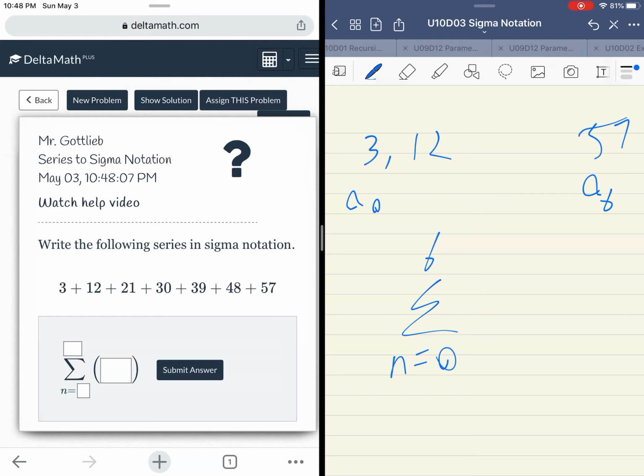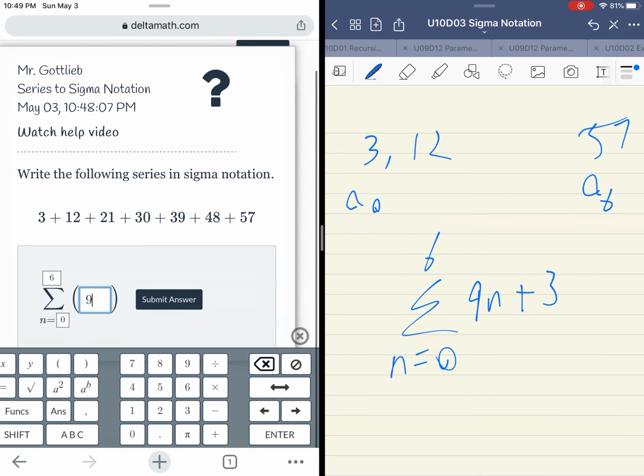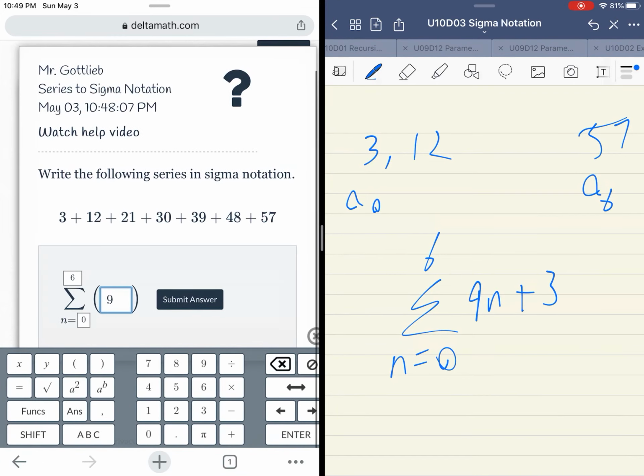The rule here appears to be add 8. Oh no, it can't be add 8 because, well, it's add 9. 3 plus 9 is 12, plus 9 is 21. So we're adding 9. So this is an arithmetic sequence. So it's going to be 9n, and our 0th term is 3. So I'm going to put in 6, I'm going to put in 0, and we're going to plug in 9. Is there a button for n? Guess I'm going to have to get that on my keyboard somehow.